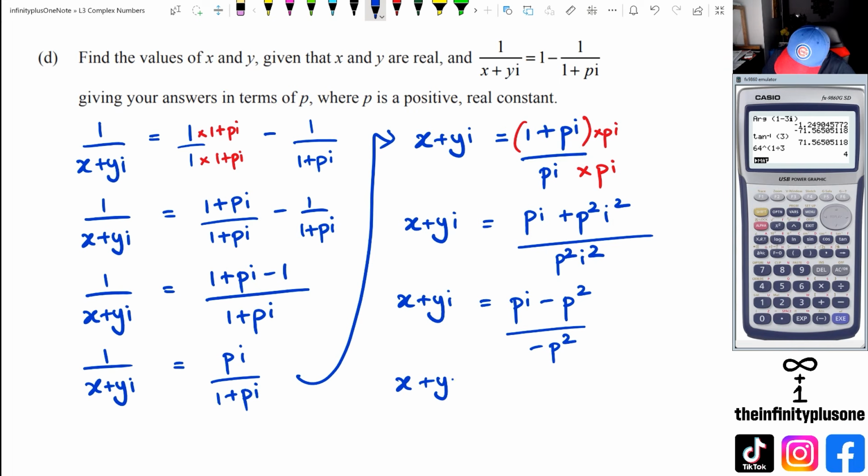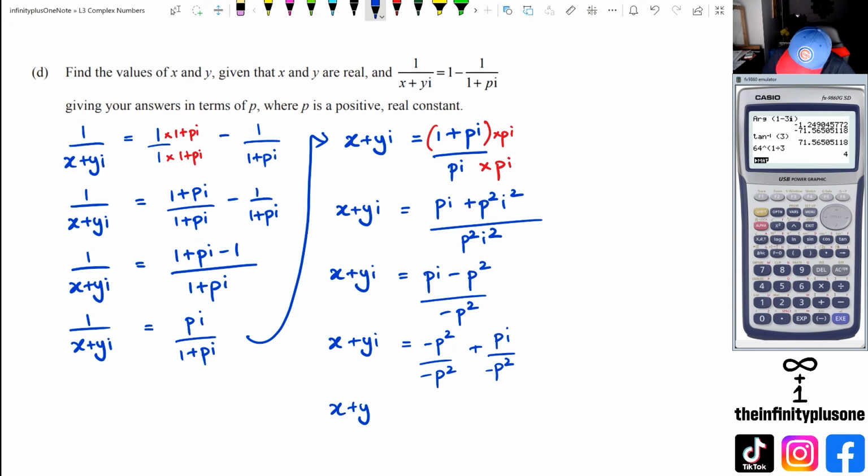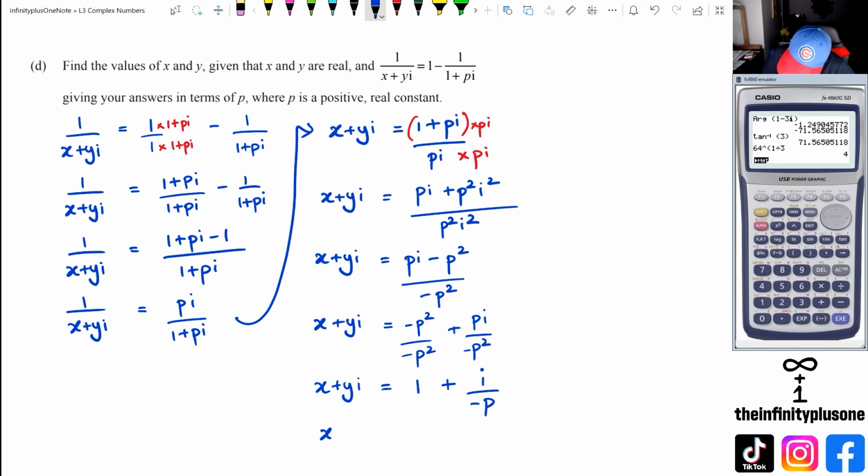Now I'm going to separate the real and imaginary parts. The real part is negative p squared over negative p squared, plus the imaginary part, pi over negative p squared. I can now cancel out the p's, so I'm going to get 1 plus i over negative 1 over p, is it? Yes, I'm going to get -1 over p. I should really move that to the numerator, which means I get 1 minus i over p. And from here, I can see that x is equal to 1 and y is equal to -1 over p.